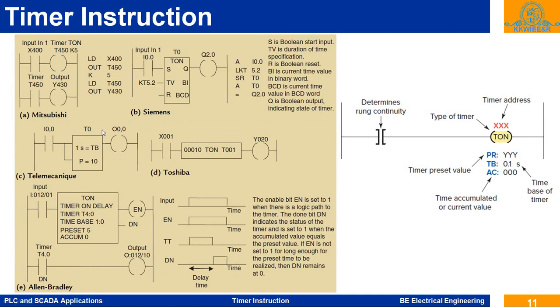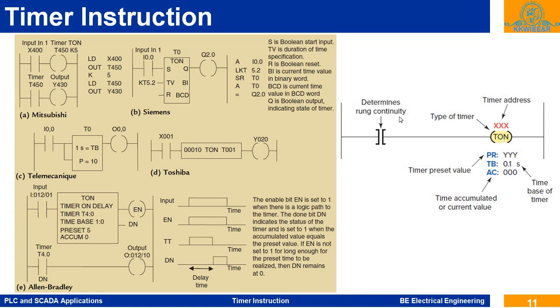So apart from this block type instruction, this coil type instruction is also used in the PLC for timers. This type of instruction is used by Mitsubishi and Toshiba. This timer has on delay, off delay or retentive timer, and that is mentioned in the timer instruction.